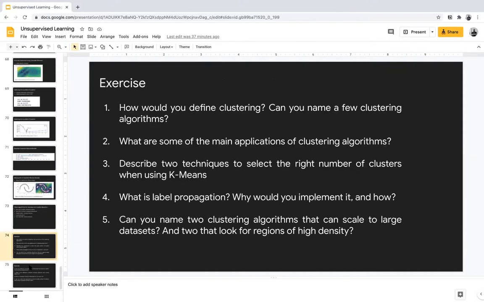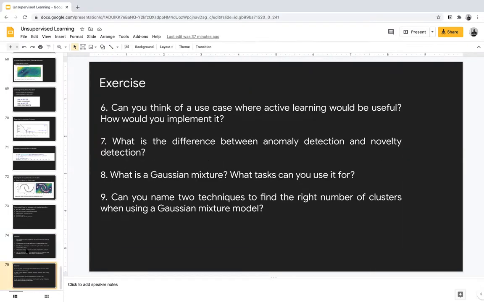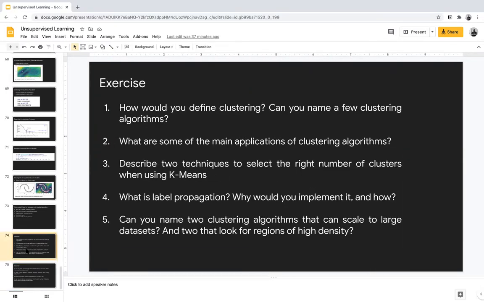Okay, so let's just go through the answer. K-means and BIRCH scale well to large data sets, and DBSCAN and mean shift look for regions of high density.